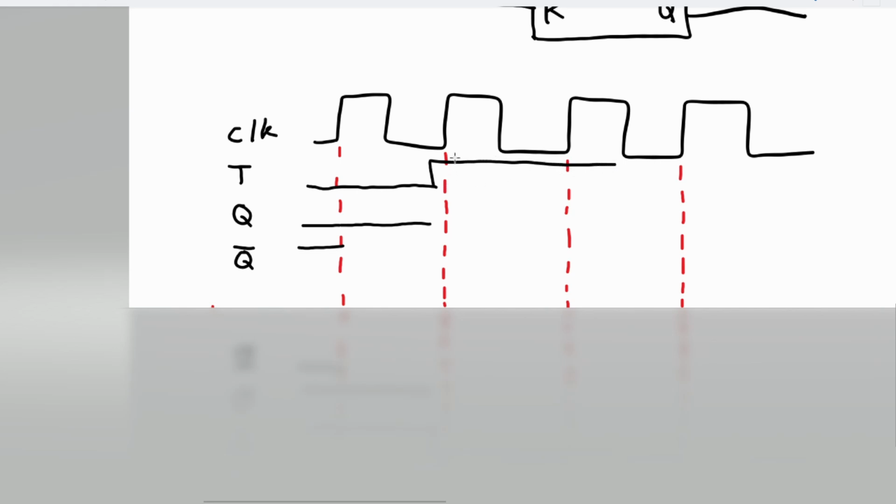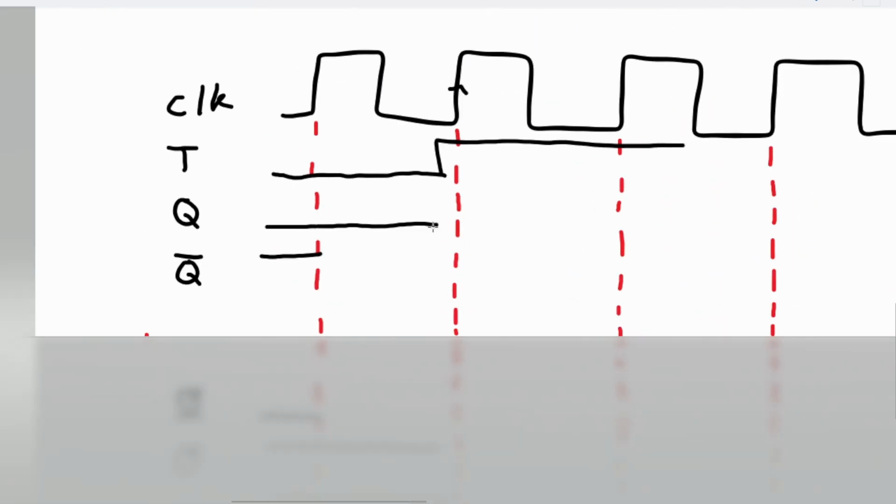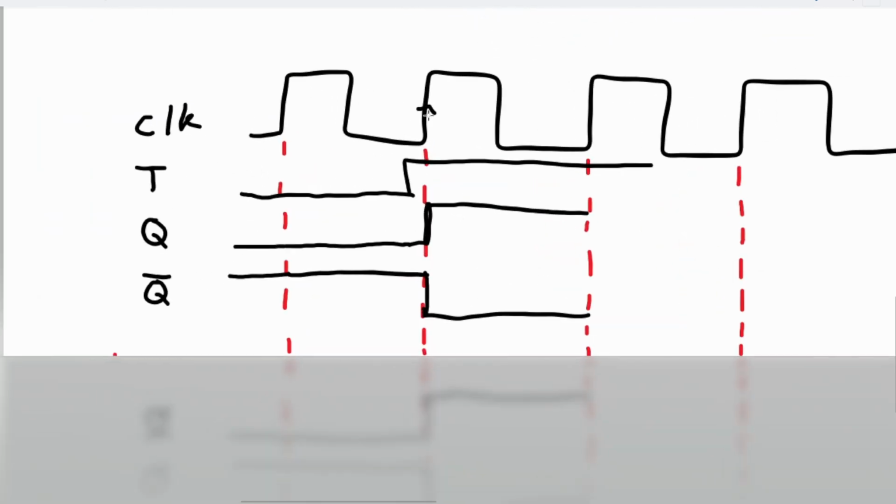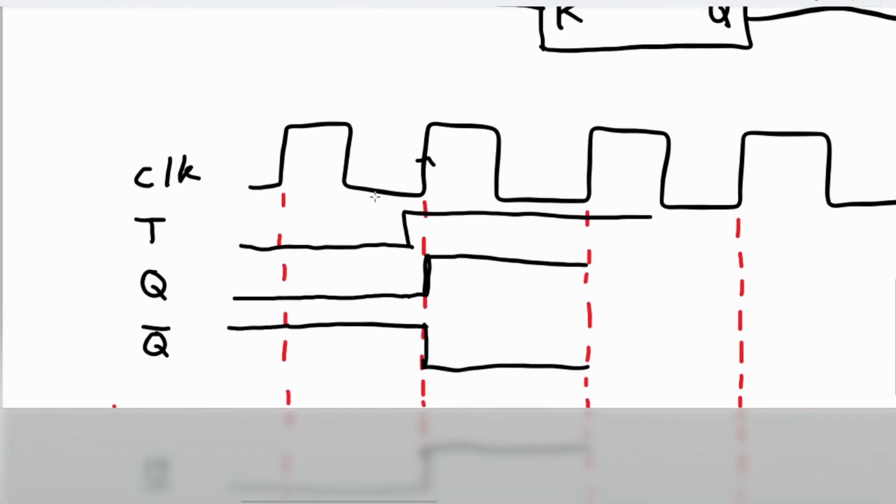And you can see you have your rising edge here. So when you get to your rising edge and T is 1, Q and Q bar are going to flip-flop. So Q is going to become 1 and Q bar is going to become 0. And it's very important to remember this only happens on a rising edge of a clock. It doesn't happen anywhere else.